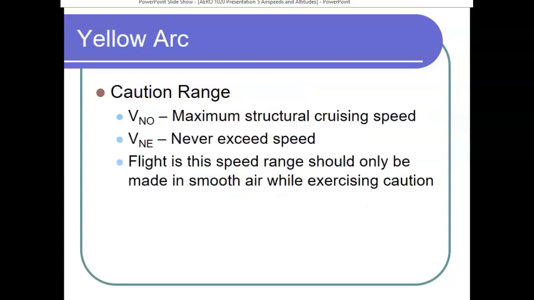The yellow arc is the caution range. You only want to fly at speeds in the yellow arc in smooth air. At the bottom of the yellow arc is VNO. That's the maximum structural cruising speed again. So that's at the bottom of the yellow arc, at the top of the green arc. And then at the top of the yellow arc is VNE, or the never exceed speed.